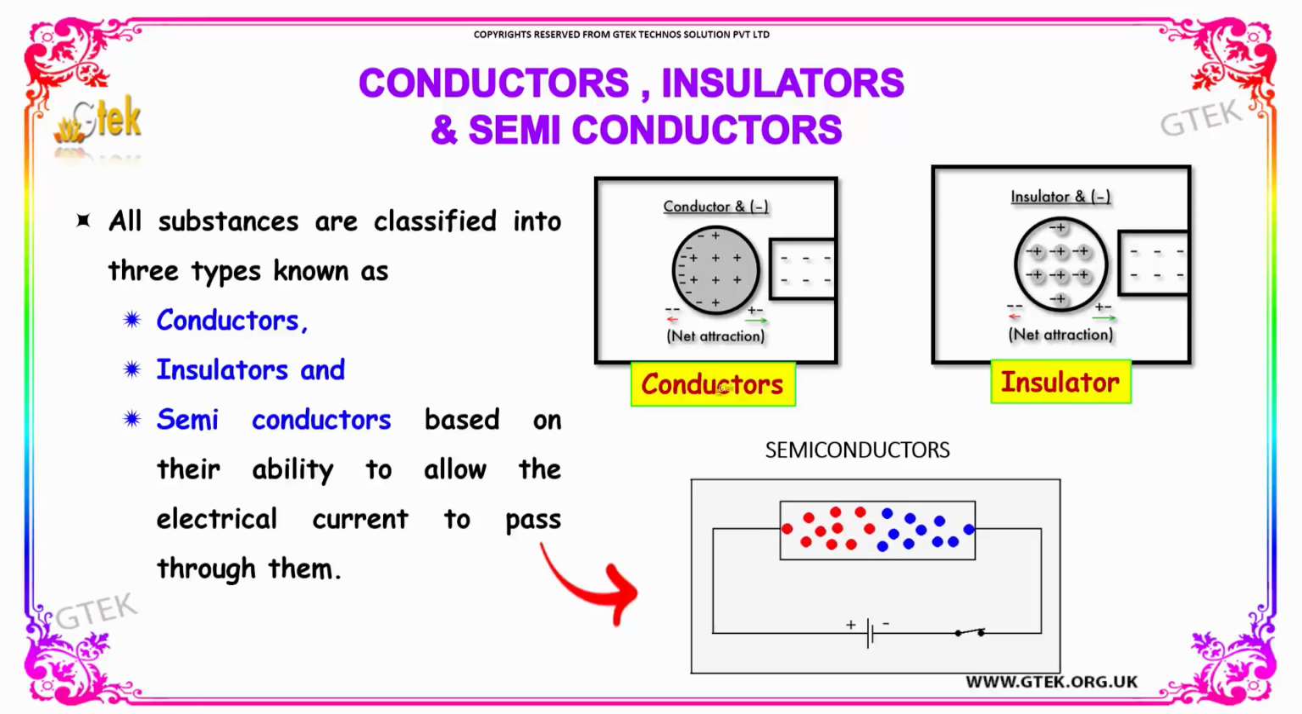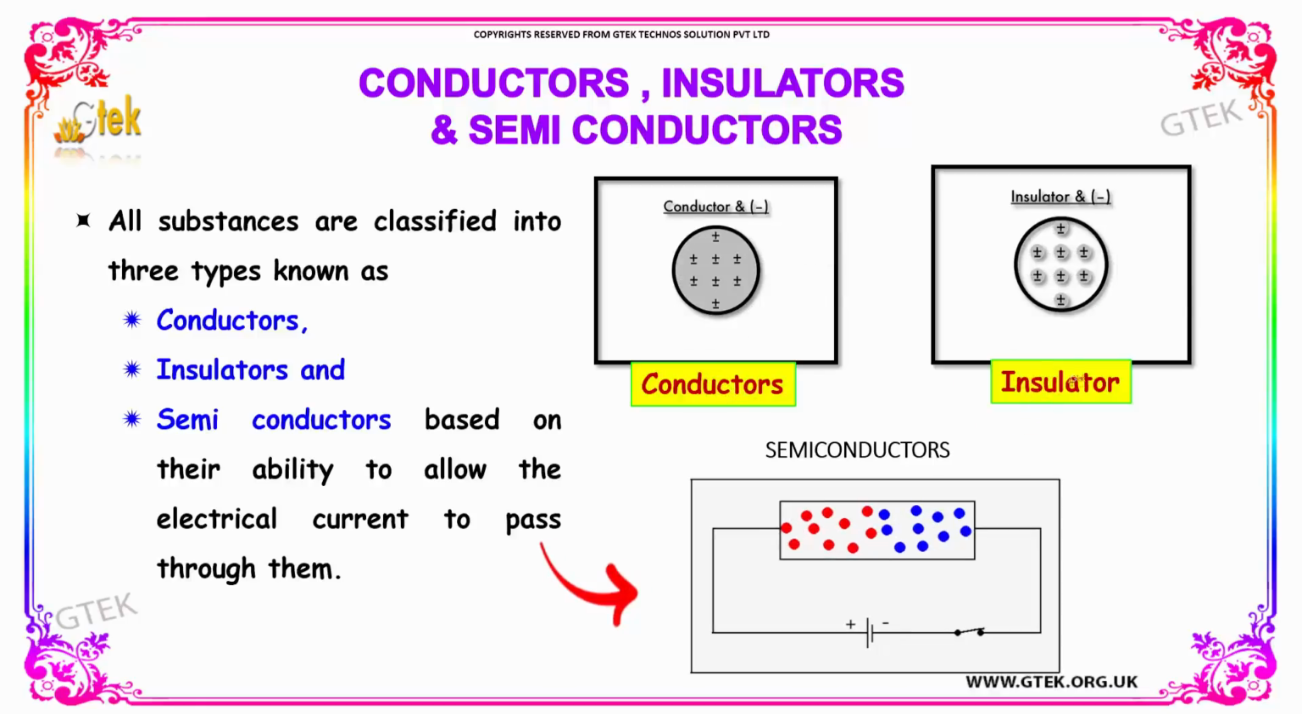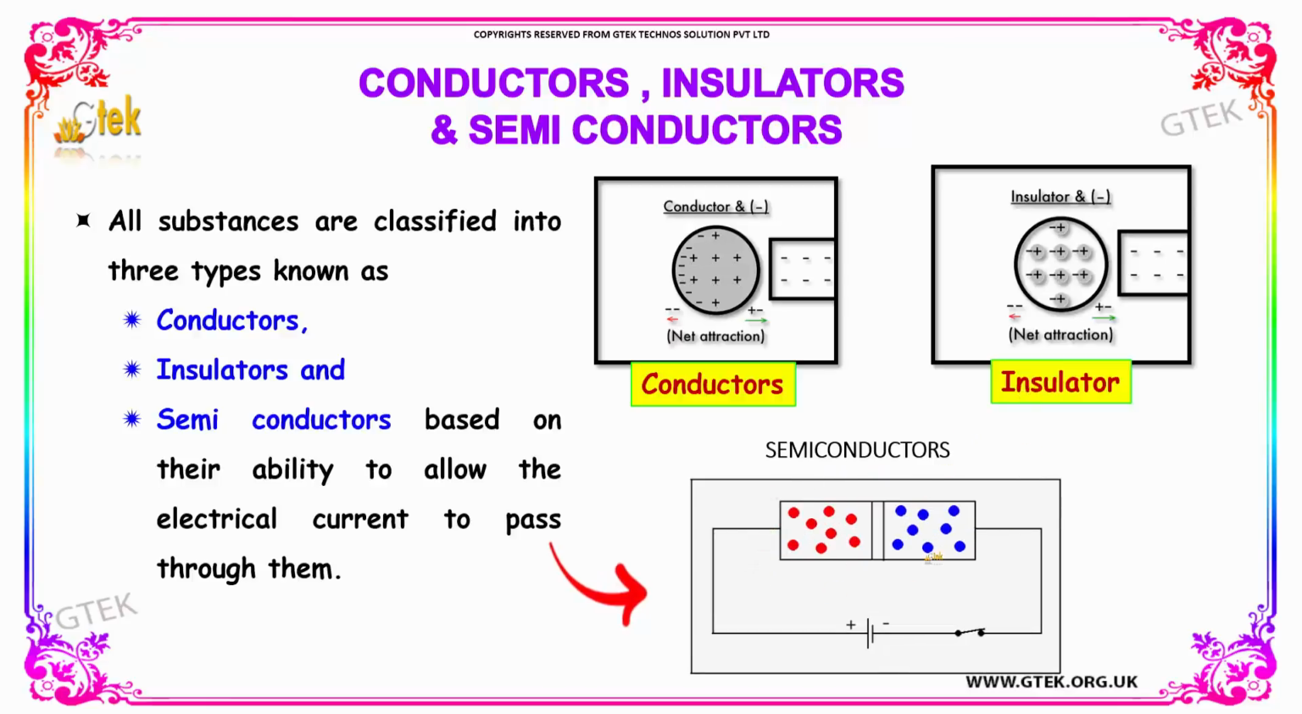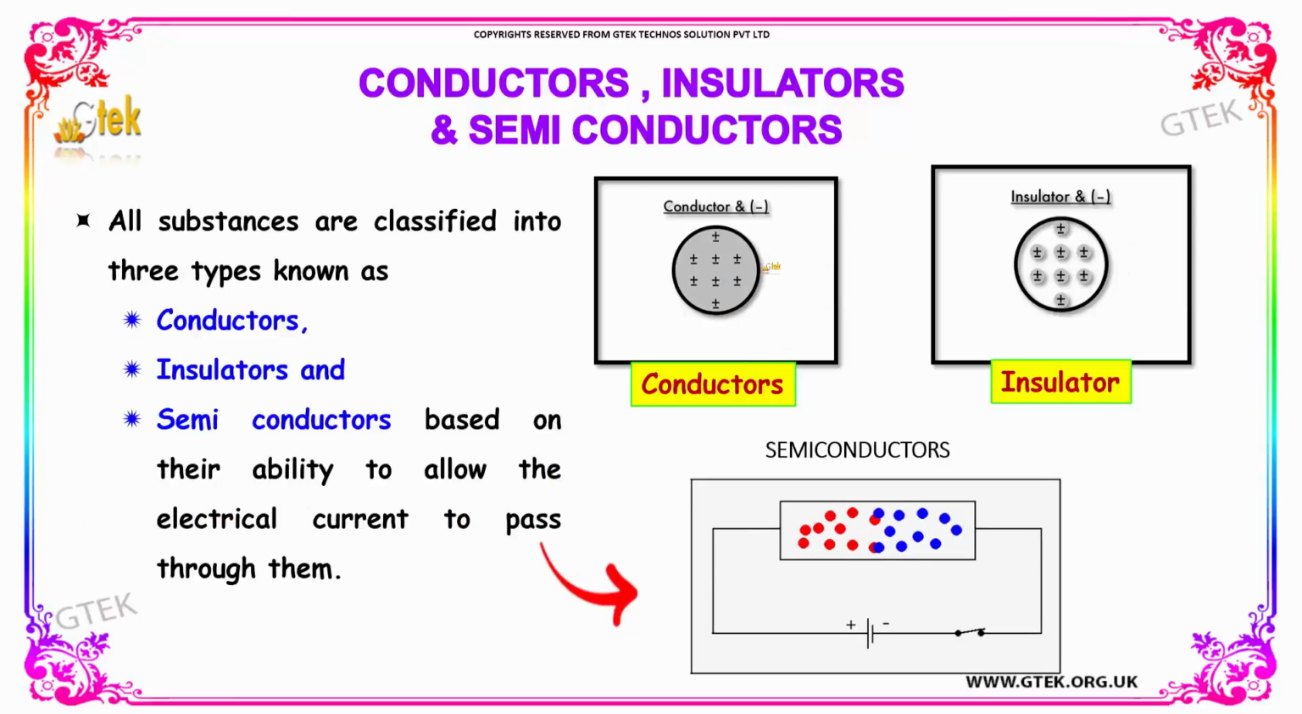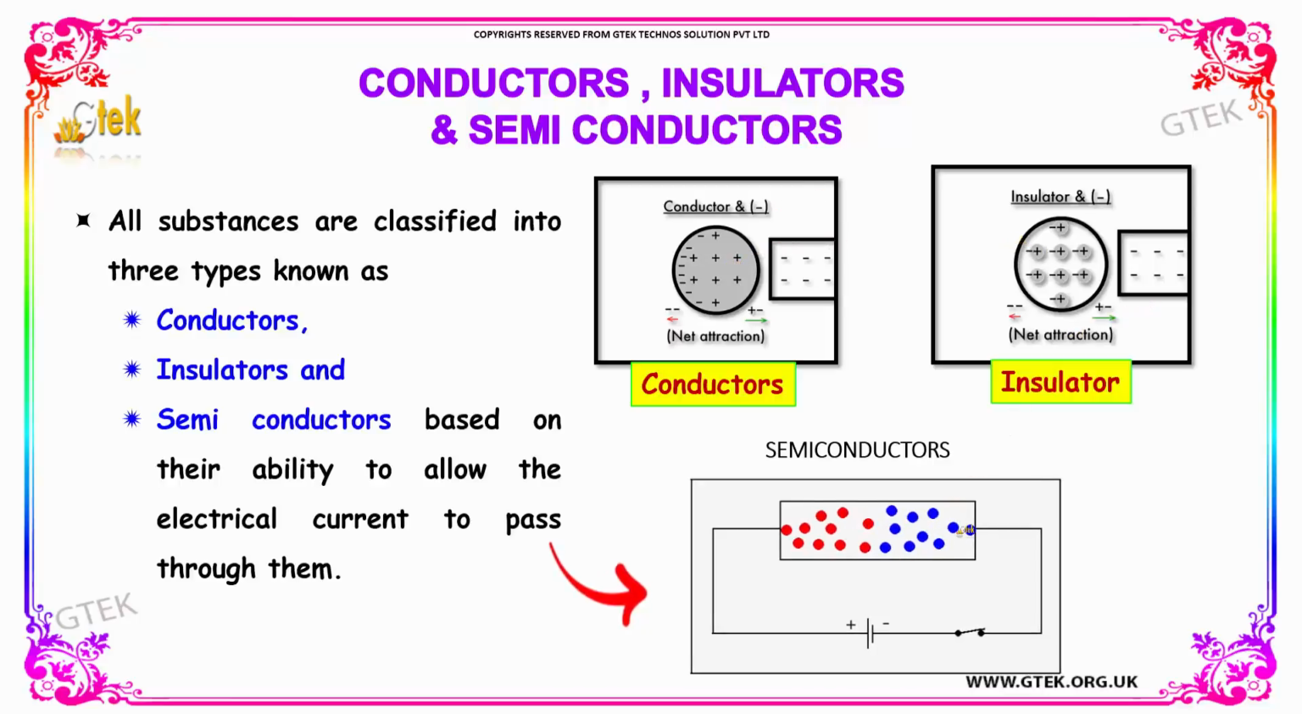There are three major types: one is conductor, the other is semiconductor, and the third is insulator. It's based on their ability to allow electrical current to pass through them. One conducts, one doesn't conduct, and this one is about partially conducting.